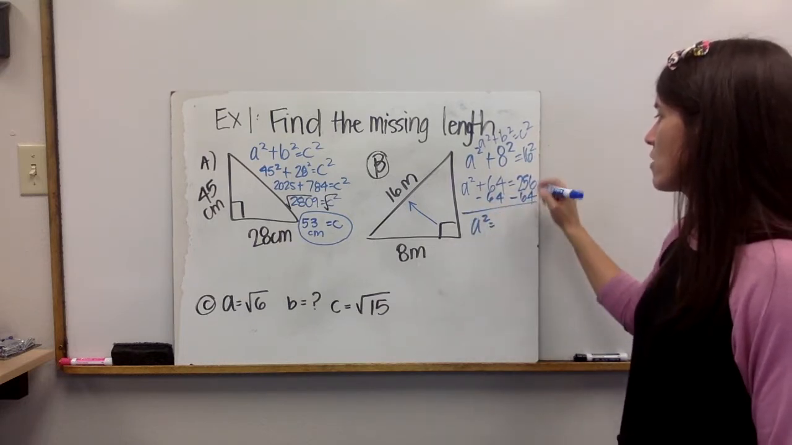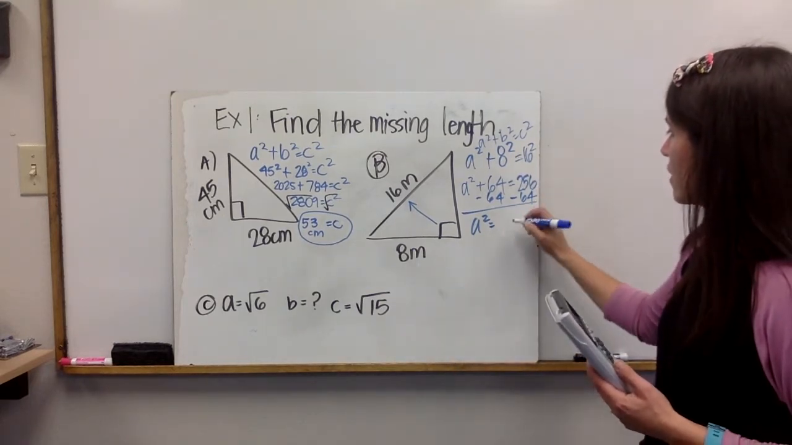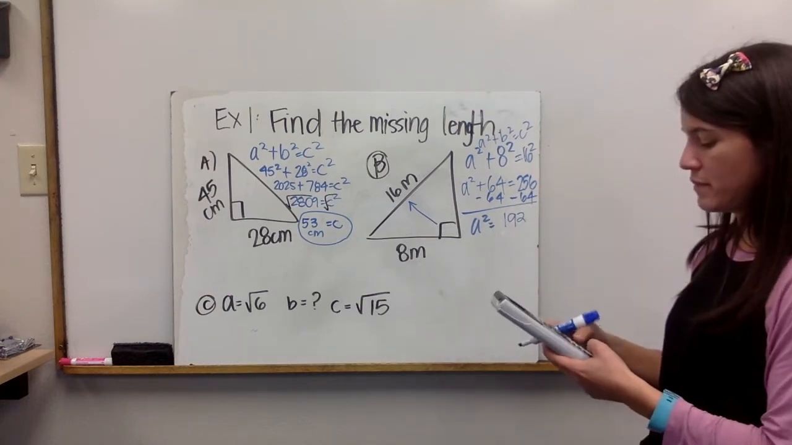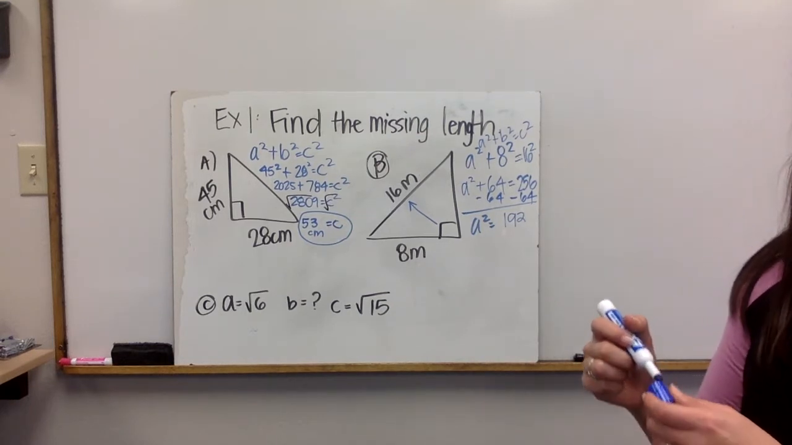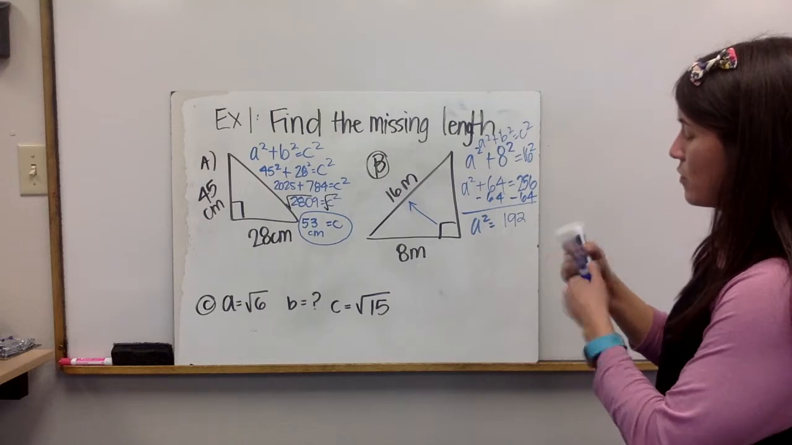a squared equals 256 minus 64, which is 192, maybe. But I have a squared. I don't want a squared. I want a. So I'm going to take the square root of both sides.